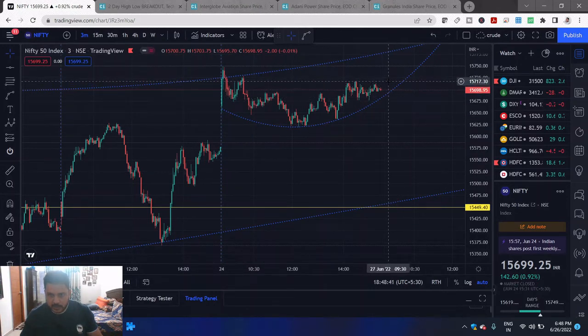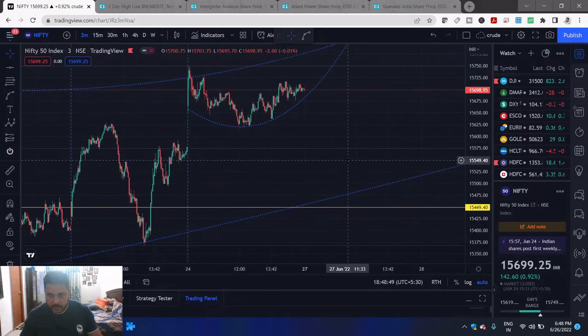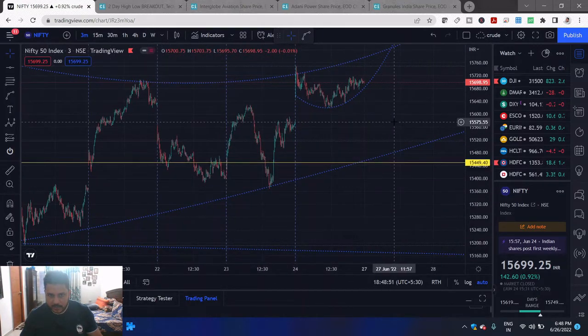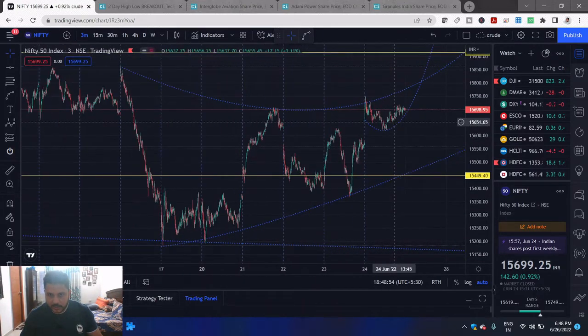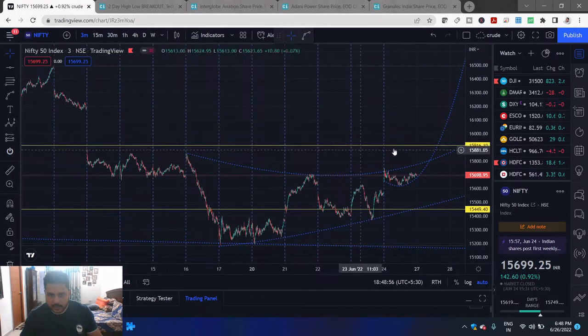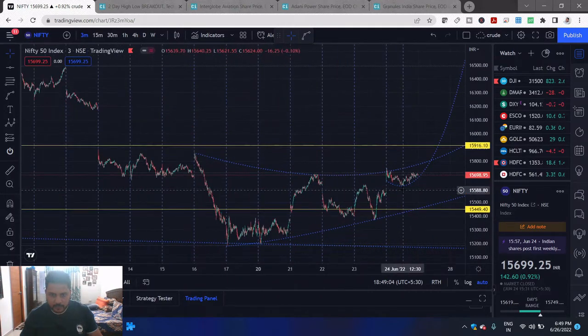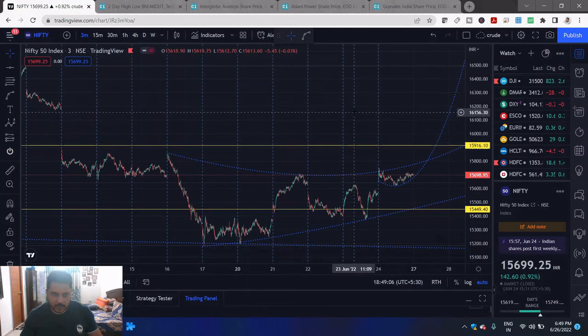If it opens anywhere in this level, we can go long till this level to wait for a rejection, and anything above this level is a big breakout. Then it won't stop from here, it can definitely change the complete trend, and the next target will be about 15,900, and there is a gap left at 16,000 from this. So there is a high possibility that if it breaks this level, then it can go up to this level.